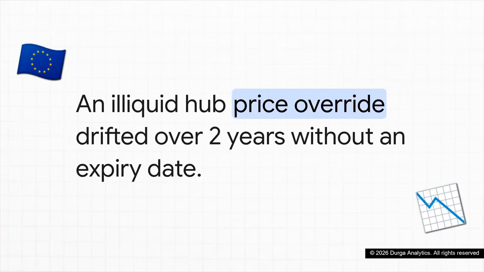A desk trading an illiquid hub introduced what was a perfectly legitimate price override. They needed to mark positions to broker-quoted levels because the ETRM system curve was totally stale, perfectly fine, right? But the override was approved monthly, then quarterly, and eventually it just became standard standing practice. In fact, it was applied 400 times over 2 years without a single review.